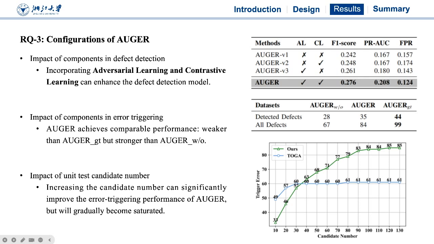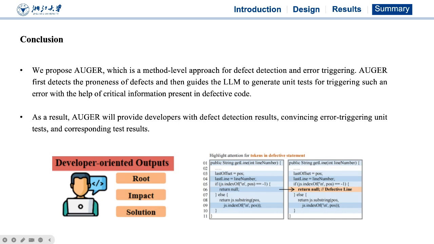Finally, I would like to make a summary. We proposed Augur, which is a method-level approach for defect detection and defect triggering. Augur first detects the tendency of defects, and then guides the LLM to generate unit tests, triggering such errors with the help of the key information in the defect code. Therefore, Augur will provide developers with defect detection results, convincing defect-triggering unit tests, and corresponding test results. This automated approach instills confidence in developers about the results of defect detection.